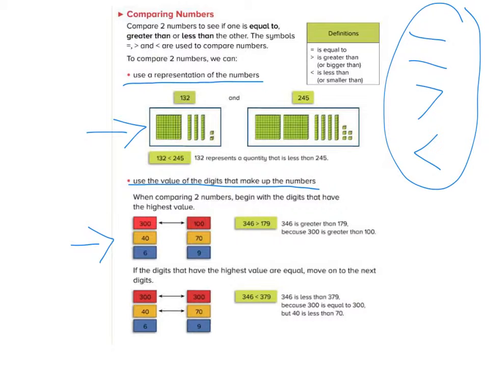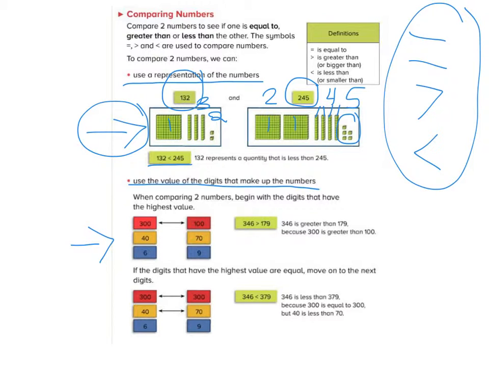So if you're using a representation of the numbers, here in the base 10 blocks we have 1 hundred, 3 tens, and 2 units, which make the number 132. And in this representation you have 2 hundreds, 4 tens, and 5 units, so 245. Then we write the numbers side by side and put the symbol greater than, equal to, or, in this case, less than. So 132 is less than 245.